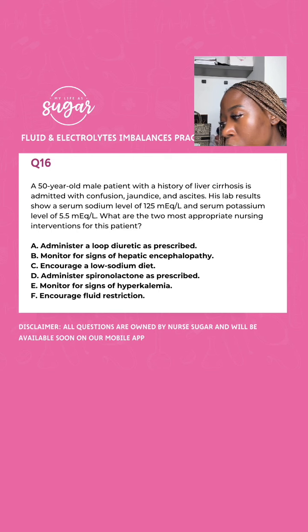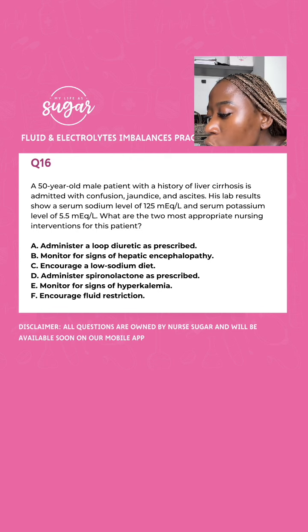So this is a 50-year-old patient with a history of liver cirrhosis. They're admitted with confusion, jaundice, and ascites. The lab results show that the serum sodium level is 125 and the potassium is 5.5, right? What are the two most appropriate nursing interventions for this patient?